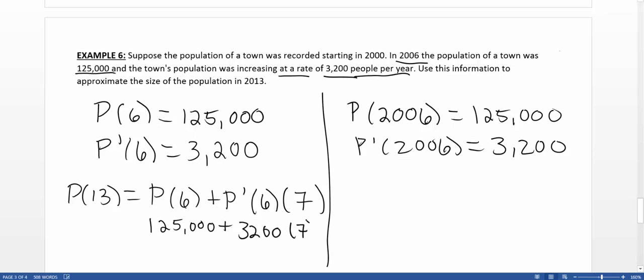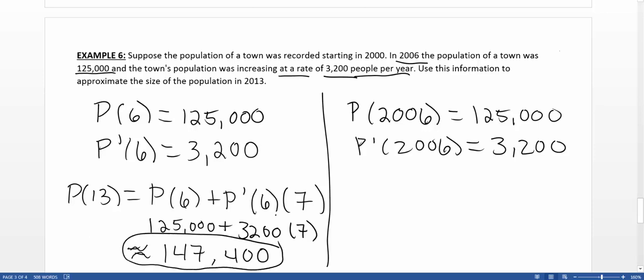And again, I'm going to multiply 3,200 times 7 first, and then add 125,000. And I'm going to get that my population in 2013 is approximated as 147,400. Now, most likely this is people, because we're talking about a town, but it doesn't specifically say people, so we don't really need to add units.